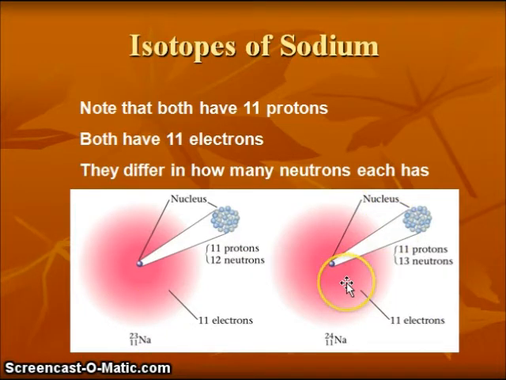This different isotope of sodium is going to have a mass of 24. Again, 11 protons, 13 neutrons, but note the altered number of neutrons here. So 11 plus 13 gives us that mass of 24.